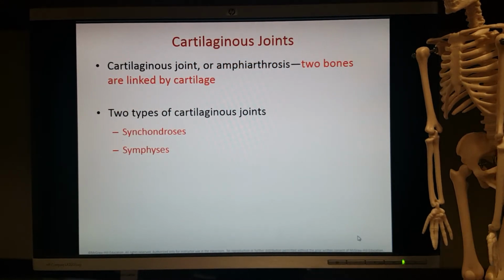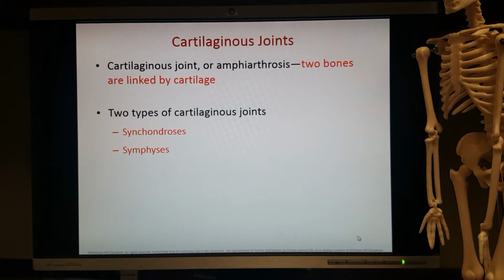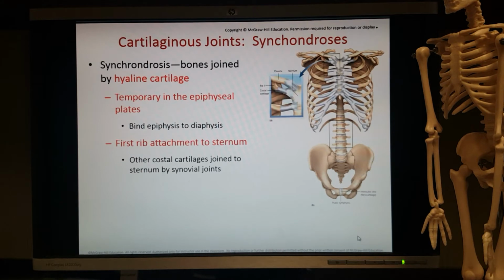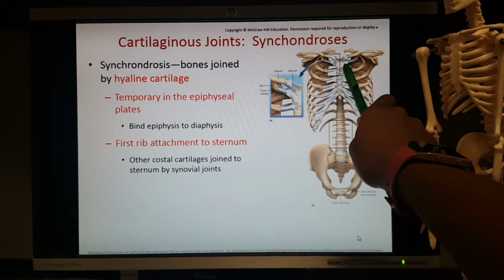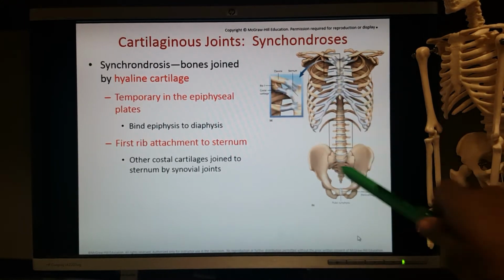Next type of joint is the cartilaginous joints. So the two bones are linked by cartilage, and there's two types of cartilaginous joints. You have your synchondrosis as well as your symphysis. For your synchondrosis, the bones are joined by hyaline cartilage. For example, in the epiphyseal plates in the long bones as they're still growing, as well as the first rib attachment to the sternum, until you get to an elderly person and this joint fuses together as bone.